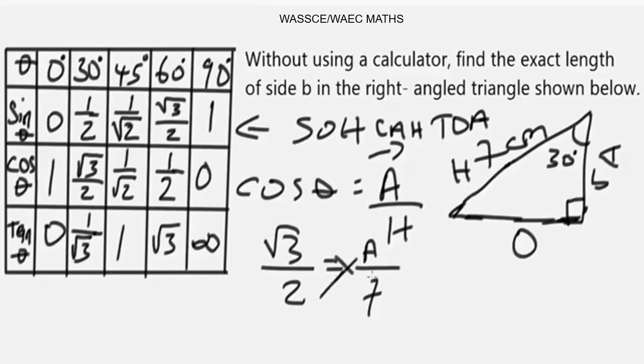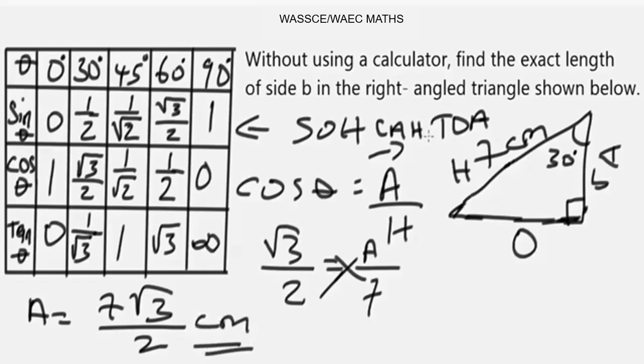So when you cross multiply, our adjacent side will be 7 root 3 over 2, because this is 7 times root 3 over 2. And that will be the answer to this question. The unit is what? cm. So here will be 7 root 3 over 2. Okay, so it's as simple as that.